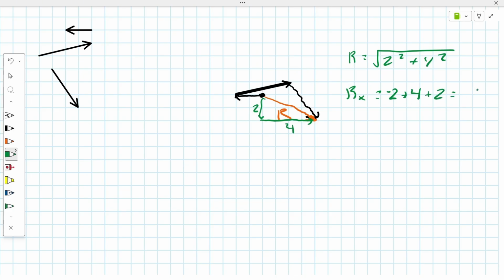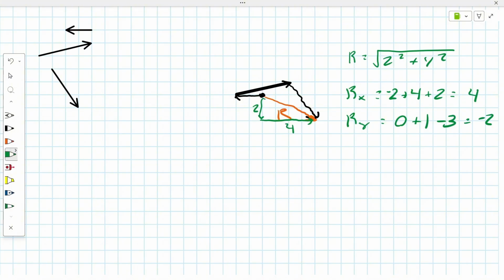And we would get 4 for our x direction. And then if we wanted to find the y, we see that this is first 0. This first vector doesn't move at all in the y. And then the second vector moves up 1, and the last one goes down 3. And that's a -2.